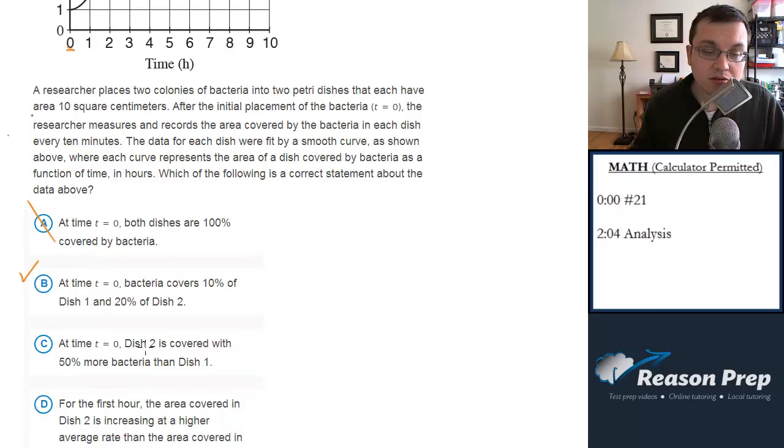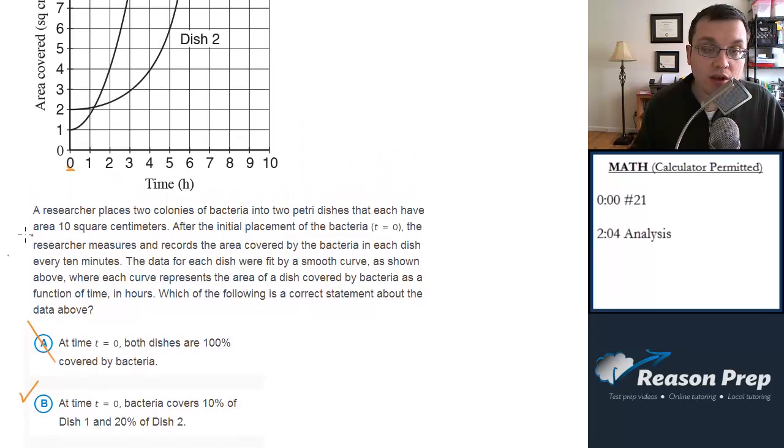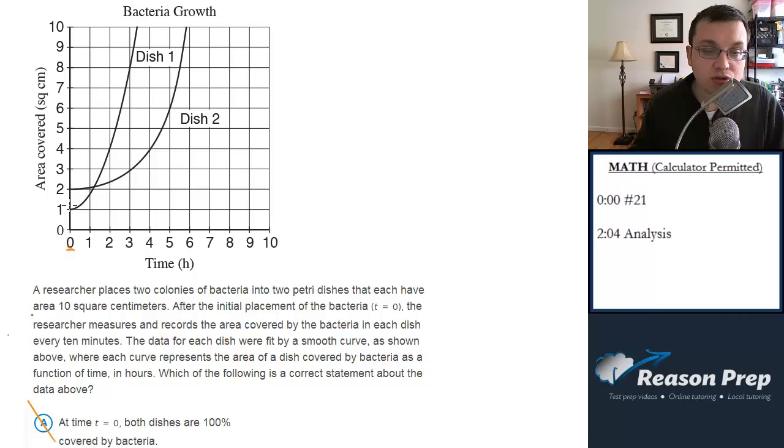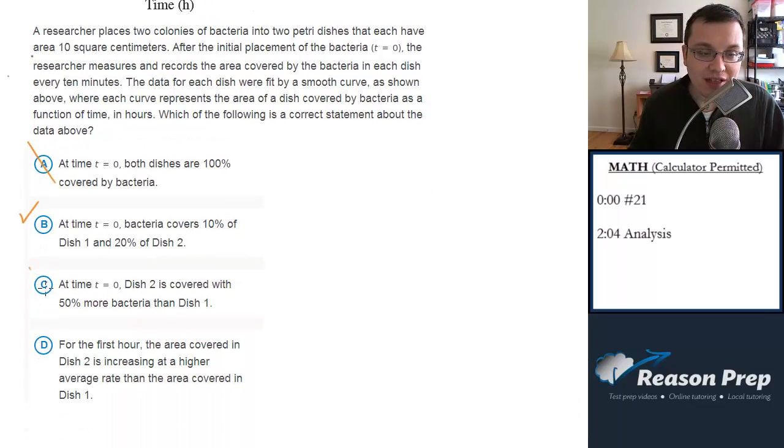At time t equals 0, dish 2 is covered with 50% more bacteria than dish 1. So careful, dish 2 is actually double dish 1. And dish 1 is at 50% less than dish 2. So just be careful with the ordering of that. That's not quite right. It's in the ballpark, but it just flips the relationships.